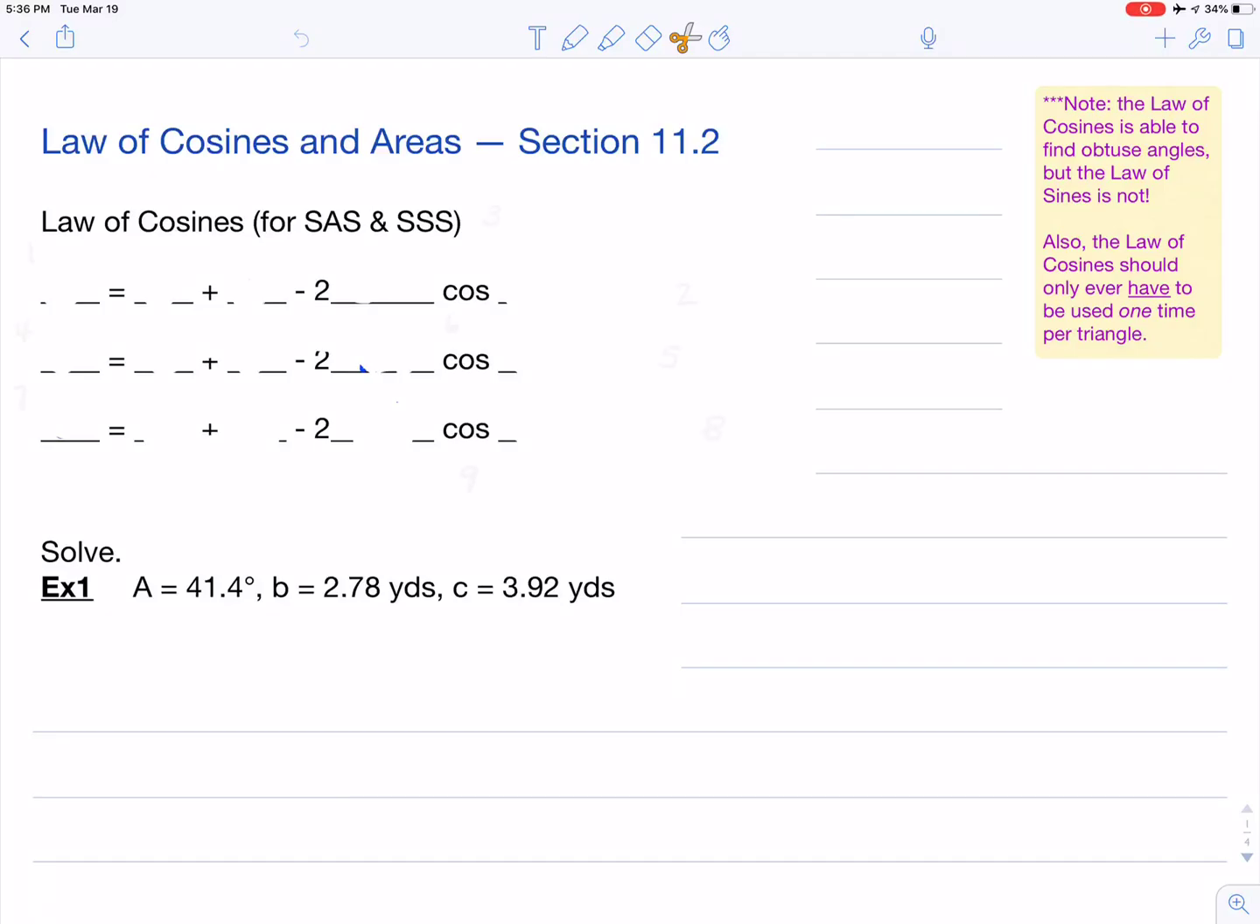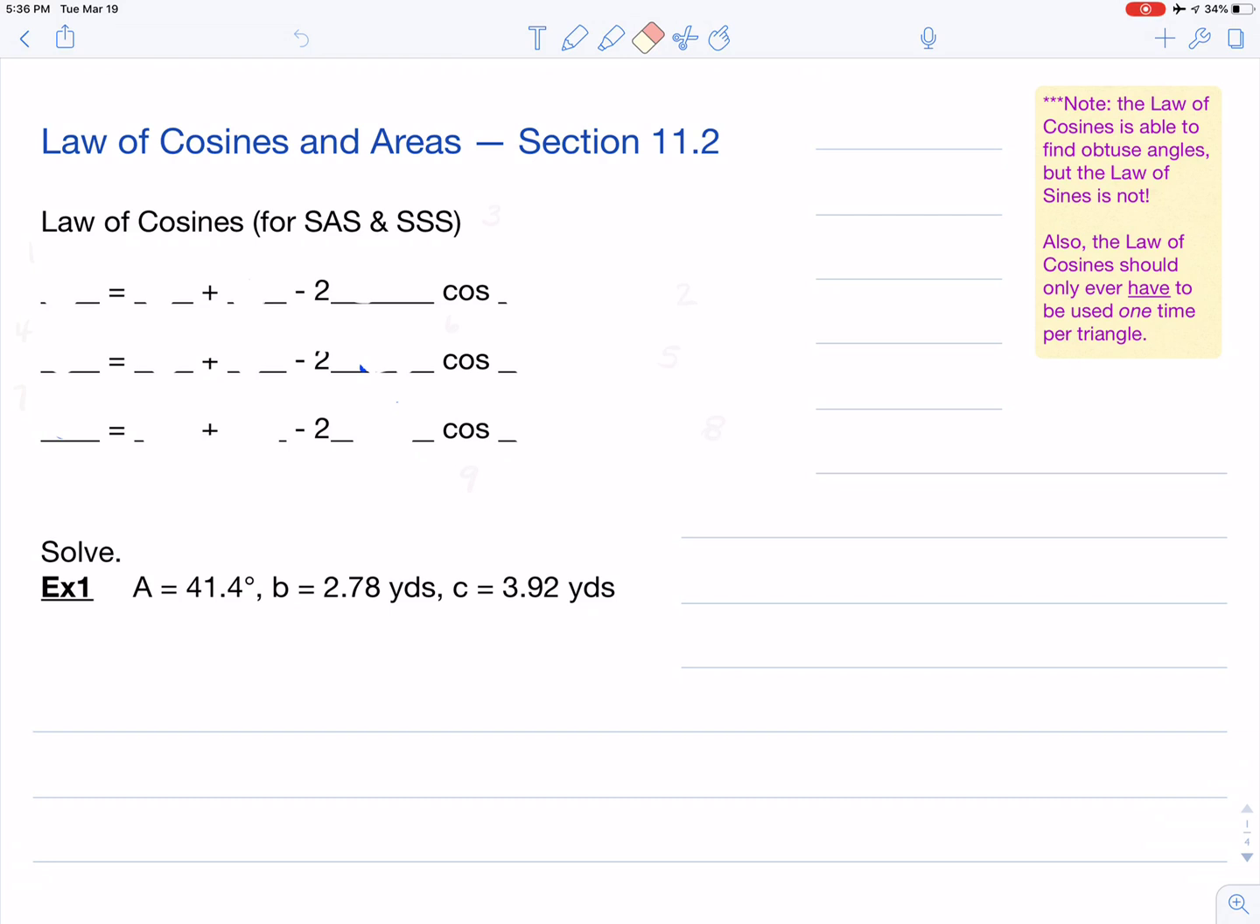Hey folks, so this is a video that deals with two things. First of all, we're going to talk about the law of cosines, and then in the next video we'll talk about finding the area when I don't know the base and the height like I did back in a high school geometry class. So let's talk first of all about the law of cosines.